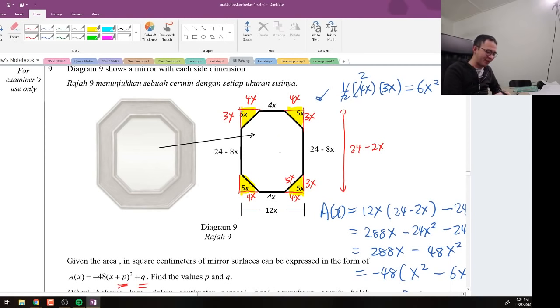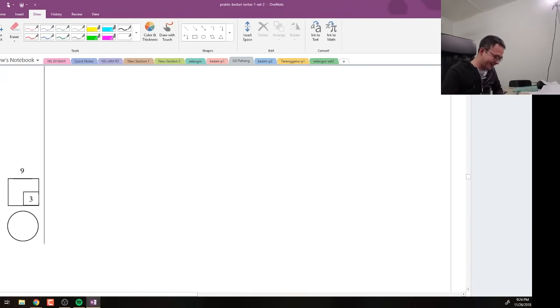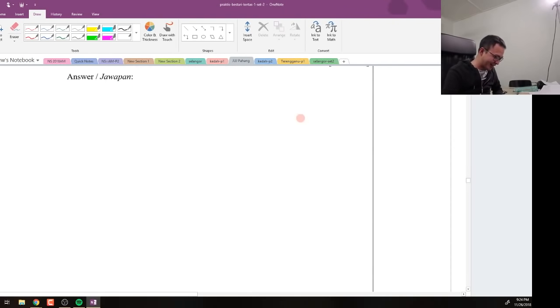And some students might be very smart and do the area of a trapezium plus another trapezium plus a rectangle. You can do that, but it will take more time. And it's a 3 mark question. Yeah, so it's like that. Some difficult questions are always like that.